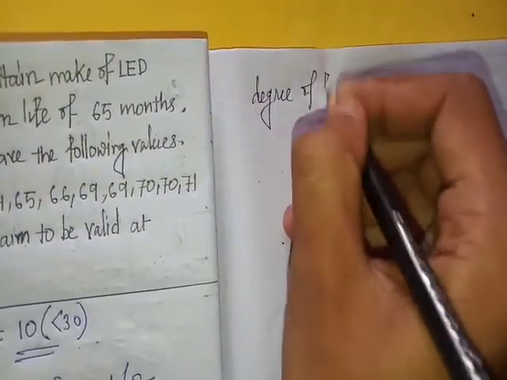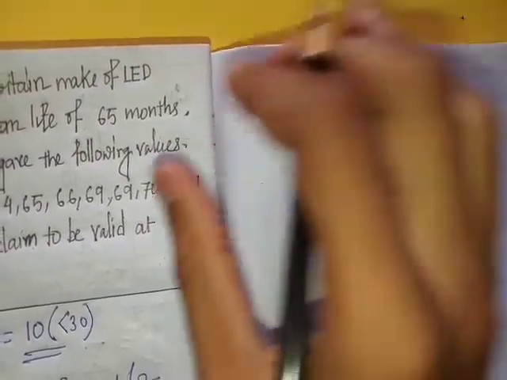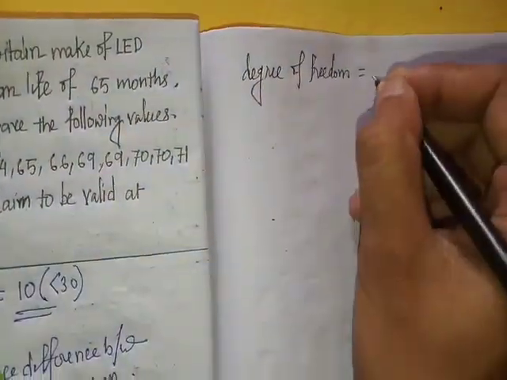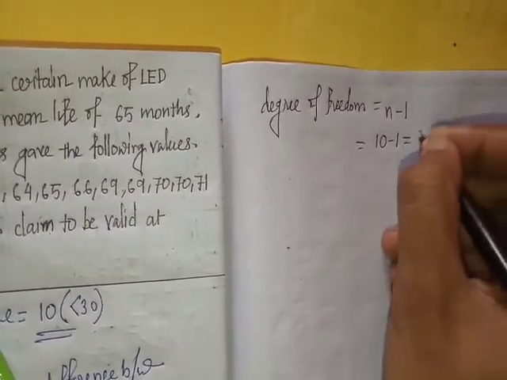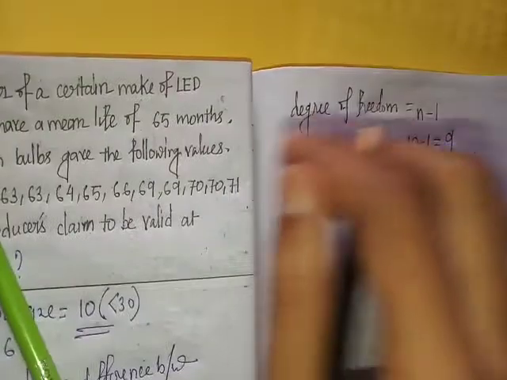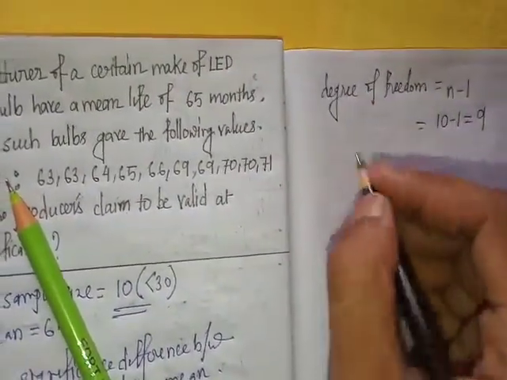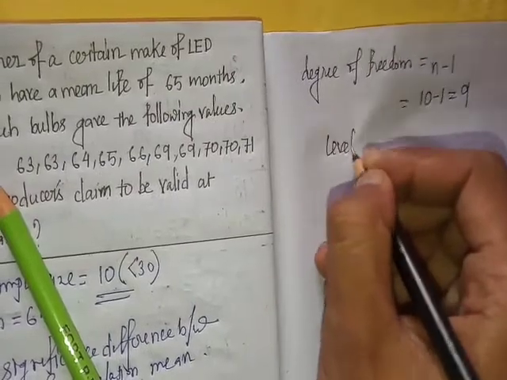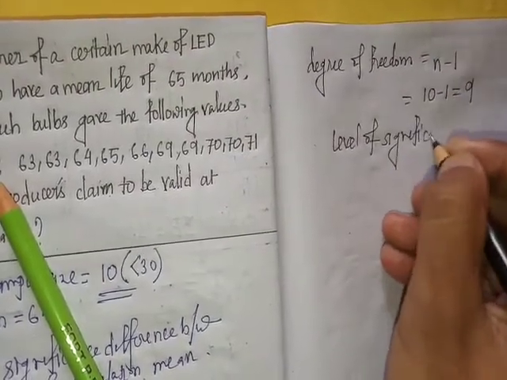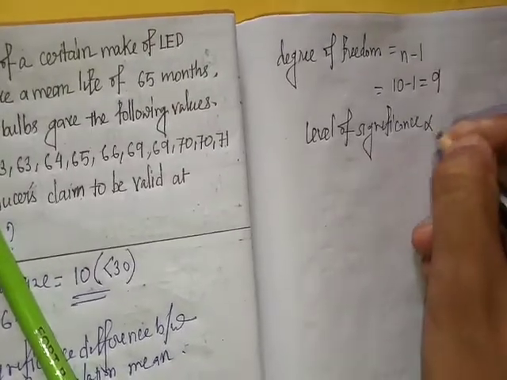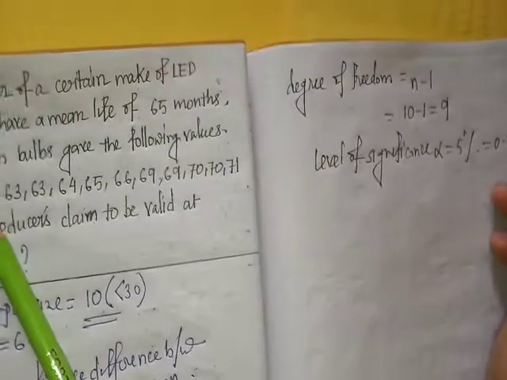The formula for degrees of freedom is sample size minus 1, that is n minus 1. Here n is 10, so 10 minus 1, that is 9. So here degrees of freedom is 9. And let us consider the level of significance is 5%, so alpha equals 5%, that is 0.05.